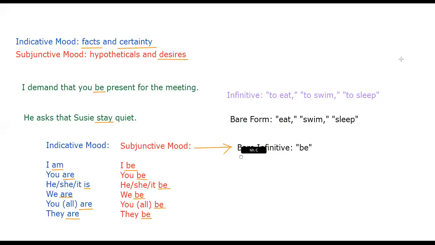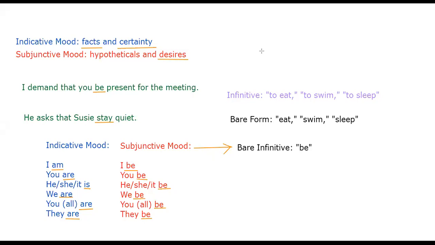So that's why these conjugations exist. And you'll notice that every person has the same conjugation. There's not a single subjunctive verb in English where there are different conjugations. It's all the same verb, all the same conjugation. So I be, you be, he, she, it be, we be, you all be, they be.